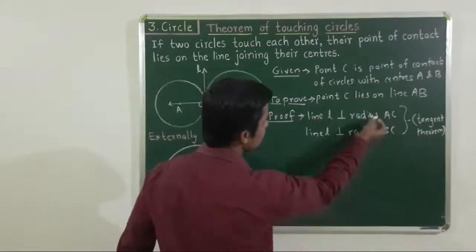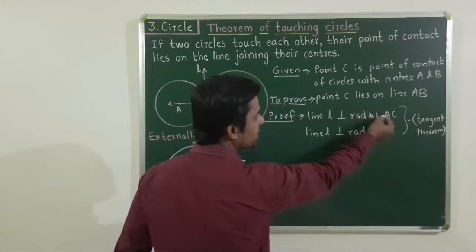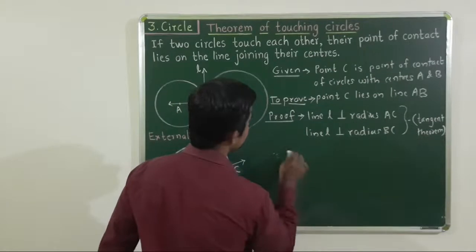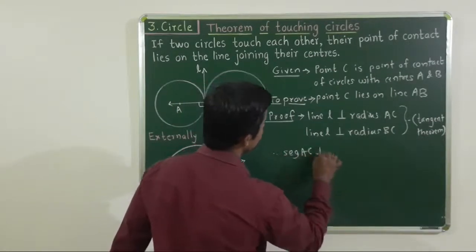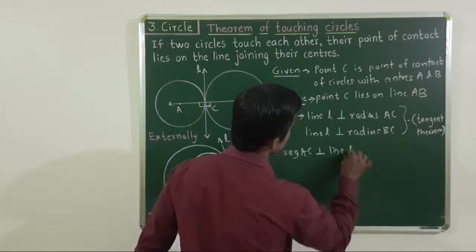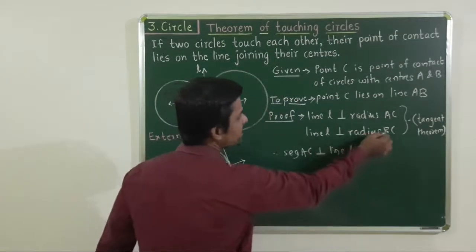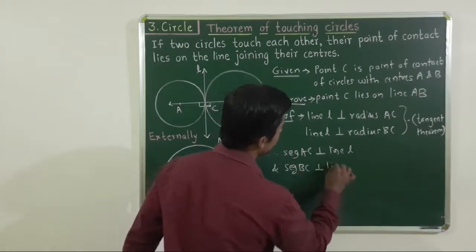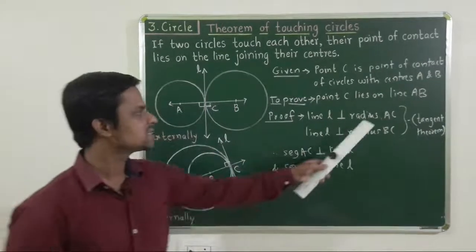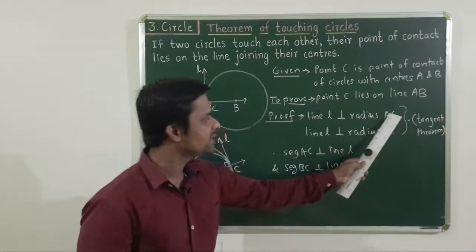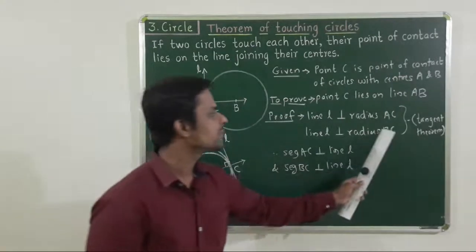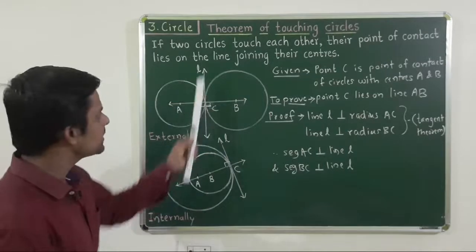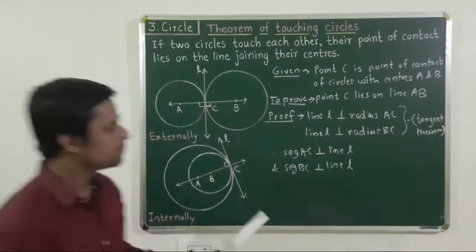Now only interchanging these sides, line L is perpendicular to radius AC means segment AC is perpendicular to line L. Only changing sides. And segment BC is perpendicular to line L. Same statement, only changing sides. So segment AC is perpendicular to line L and segment BC is perpendicular to line L.